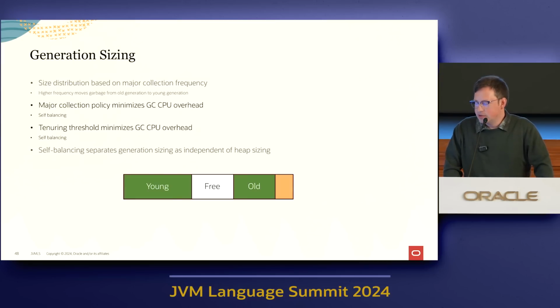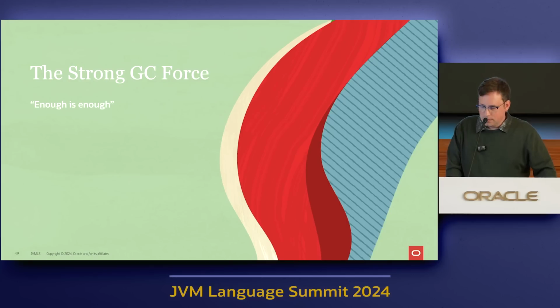So finding the right distribution of the generation is already something that we do automatically. Given a particular heap size, we will try and self-balance the system so that we get the distribution of residency in the generations that yields the lowest CPU overhead, which is what we're trying to optimize. So that was the weak GC force. And then we have the strong GC force where you say that enough is enough. Let's not use more memory than we have on the machine.